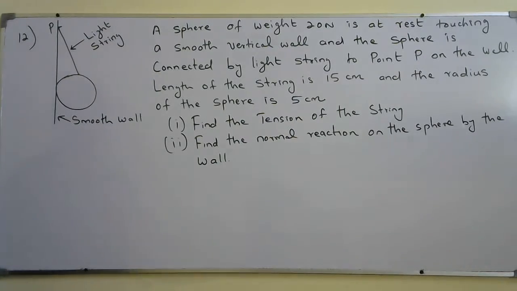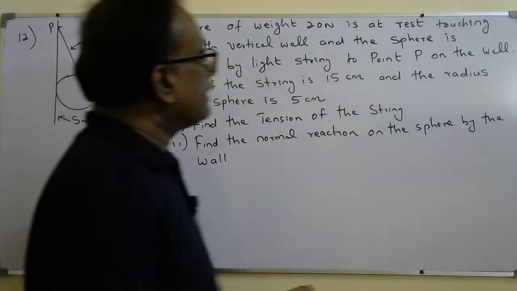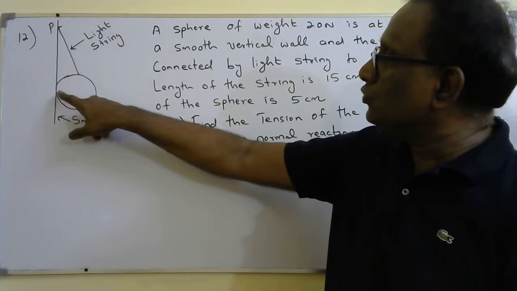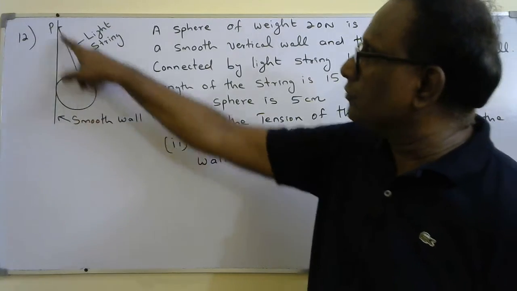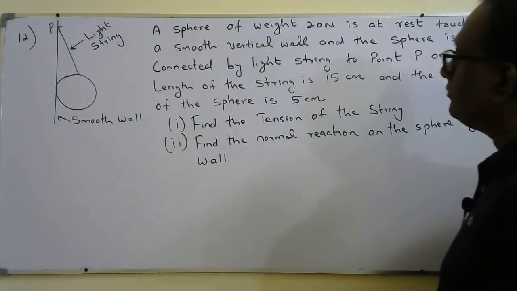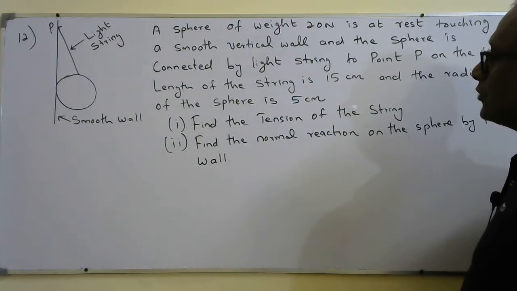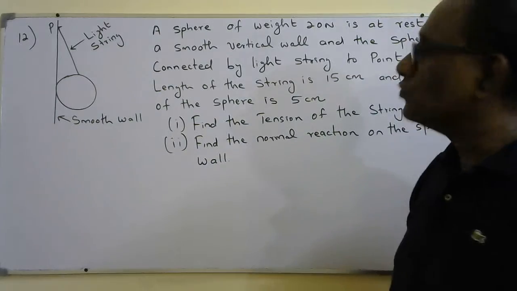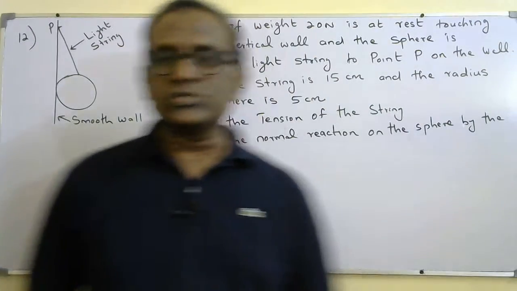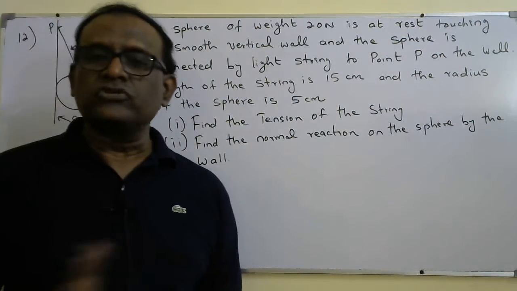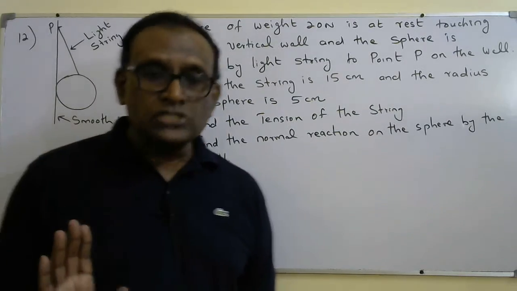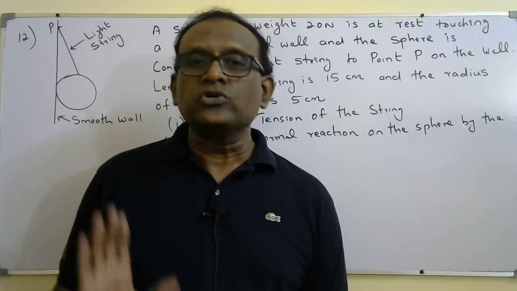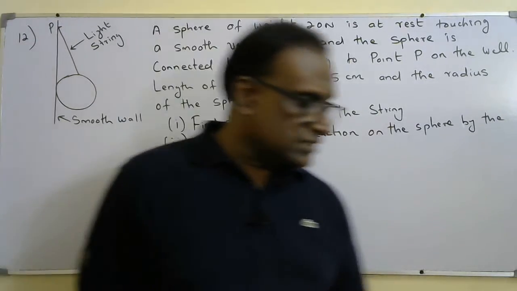Okay, so this question: a sphere of radius 5 centimeter and weight 20 Newton is at rest touching a vertical smooth wall, supported by a light string of length 15 centimeter. The question is, find the tension of the string and the normal reaction from the wall on the sphere. Here also the condition I said: the resultant force in any direction must be equal to 0, and the total moment about any point must be 0. In this question also I don't need to use the principle of moment. Without using it I can solve it.